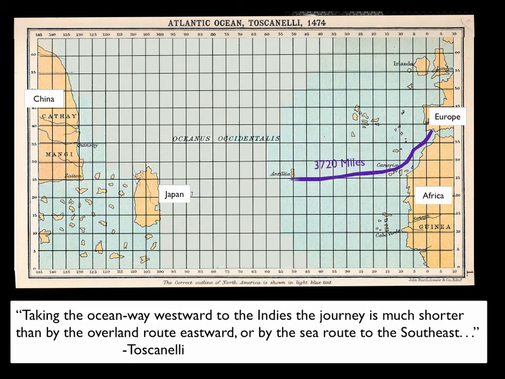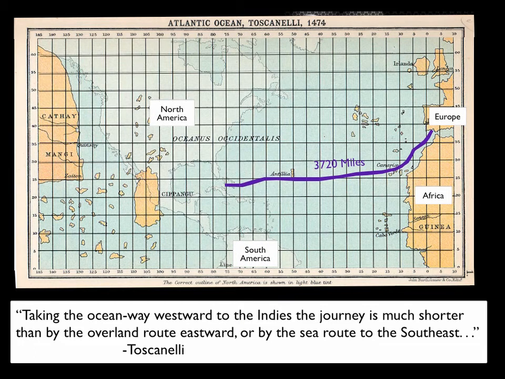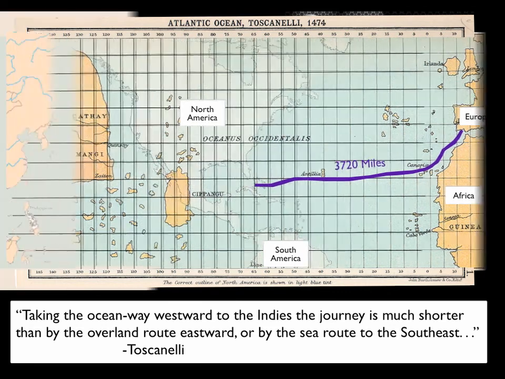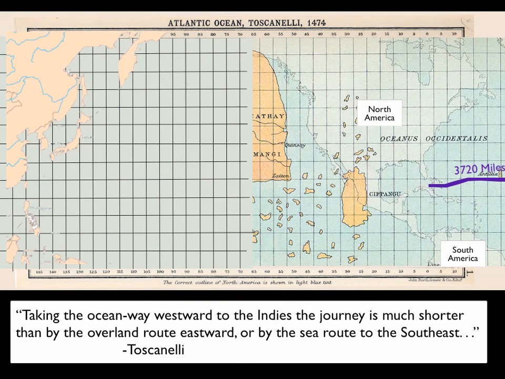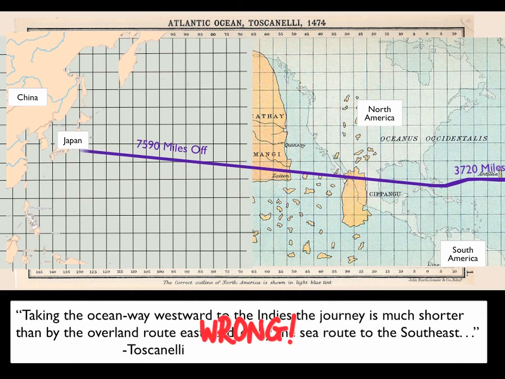Had he not run into 2 massive continents, Columbus and his men would surely have died at sea. Sometimes I guess it's better to be lucky than smart. Columbus had sailed 3,720 miles when he reached the Bahamas. He was still 7,590 miles away from his destination. It's science. Columbus and Toscanelli were simply wrong.